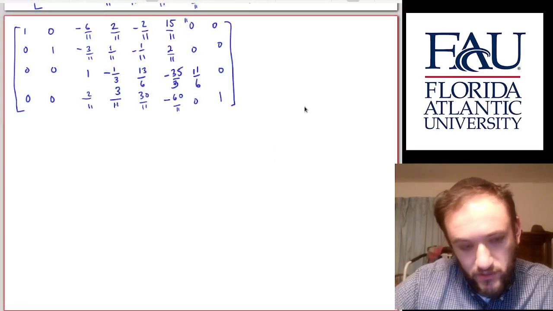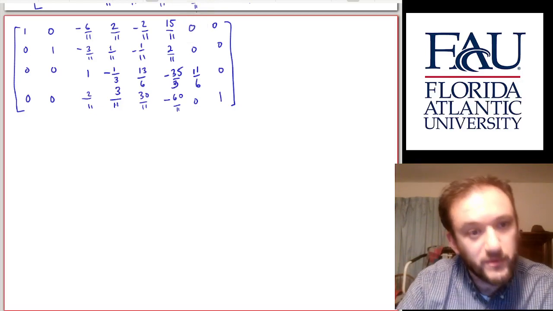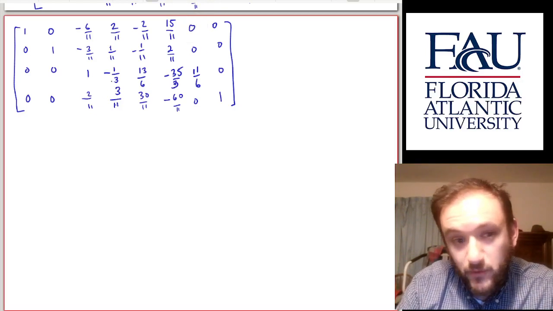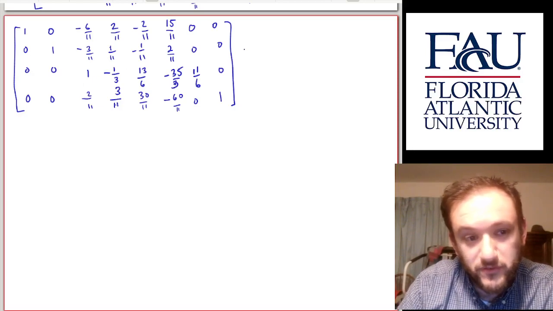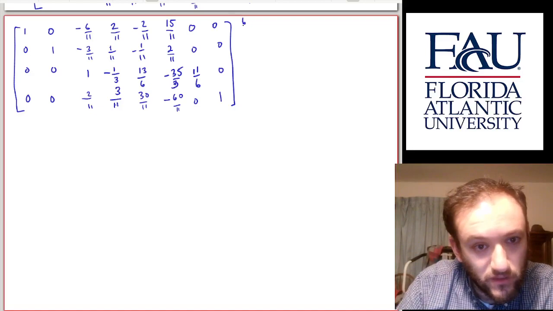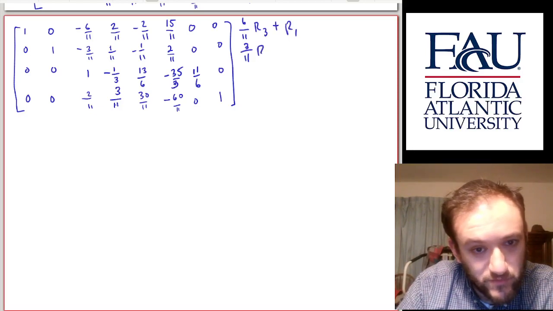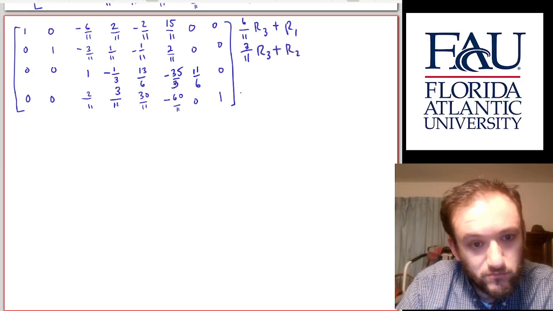Taking this matrix, to clean that up a bit, the next thing we have to do is eliminate everything above and below the leading 1. So we have 6 over 11 times row 3 plus row 1, 3 over 11 times row 3 plus row 2, minus 2 over 11 row 3 plus row 4.